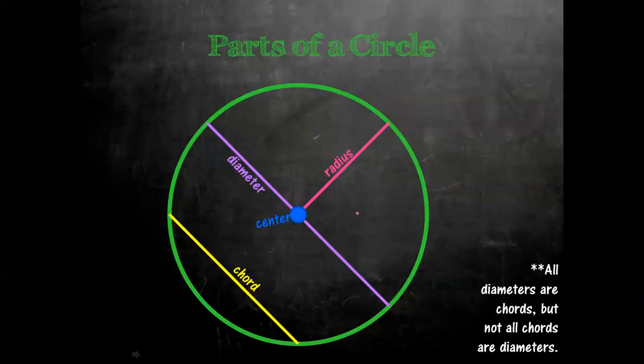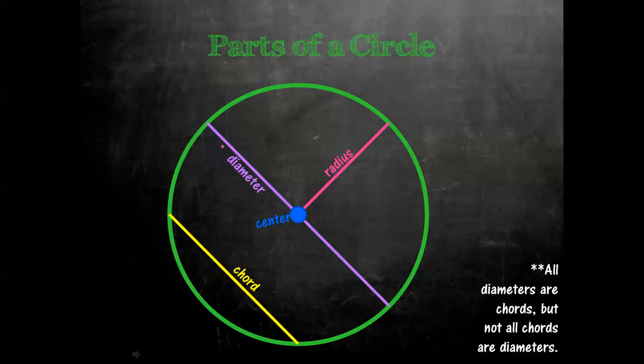A review of parts of the circle. The first thing that we have is the center of the circle. When we name a circle, we name it according to the center. So usually the center will have a letter like a P or a Q, and so we would call it circle P or circle Q. So we have the center, and that's the dot that is at equal distance from the endpoints of the circle.